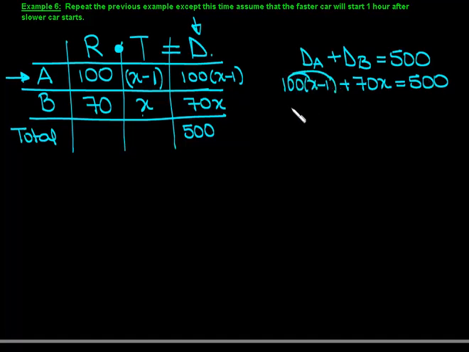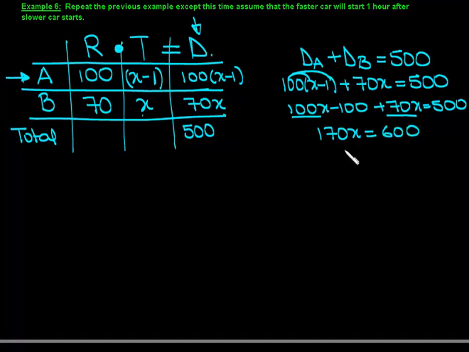Get rid of the parentheses first, so we get 100x minus 100 plus 70x is equal to 500. Okay, so you just need to rearrange everything now so that it all works out the way you want. I can keep these two on the left, so I get 170x, and then move the 100 to the other side, so we get 600. So we get x is equal to 600 over 170, and I'm going through this a little bit faster than usual, but by now you should know how to solve linear equations. So we get 3.5294 and so on. So we want to round off to 2 decimal places.